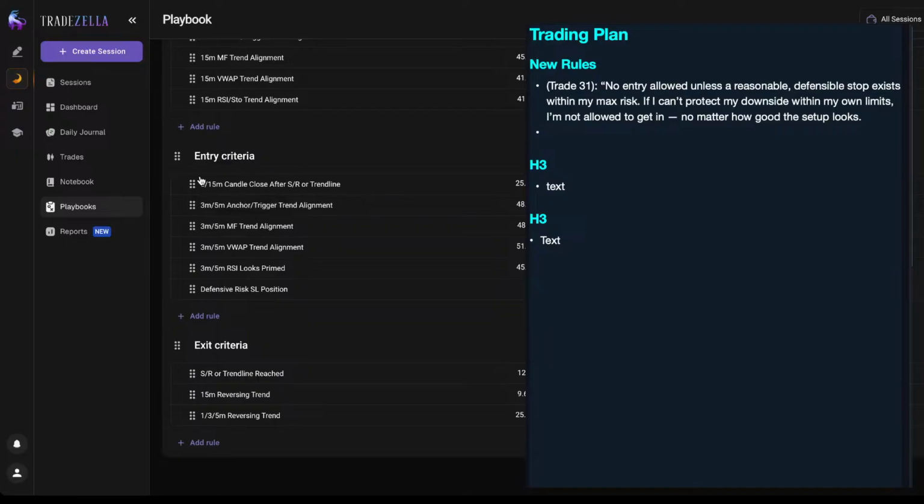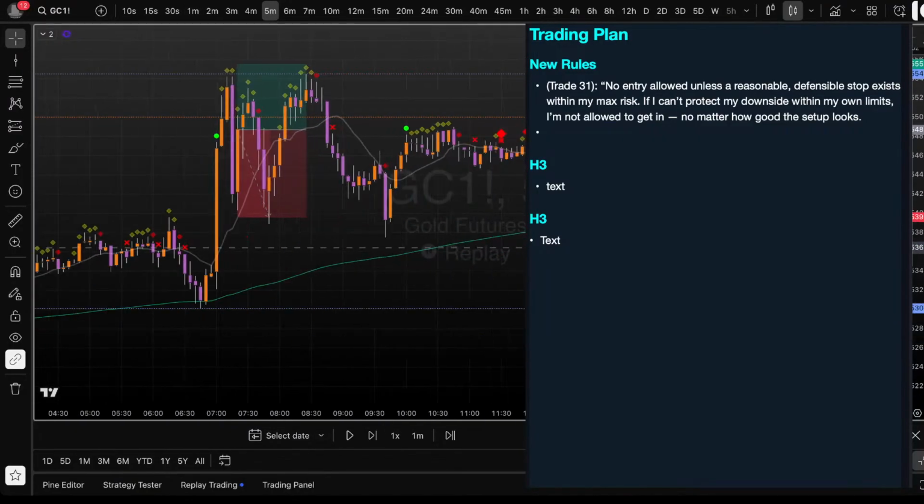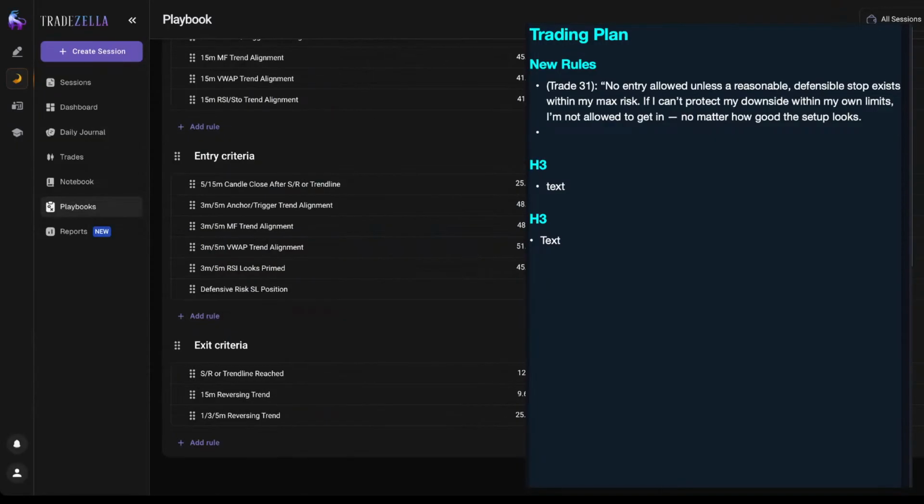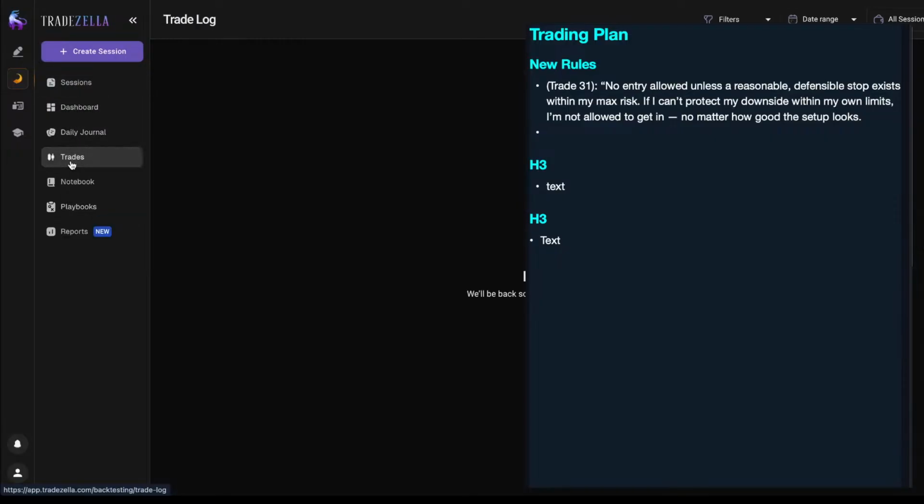Look at this. When I get a candle close after support, resistance, or a trend line, 87% win rate. That's so key. Oh my goodness, that's so key. Okay. All right, here's what we're gonna do. I'm happy with that. Now, let's go into trades.